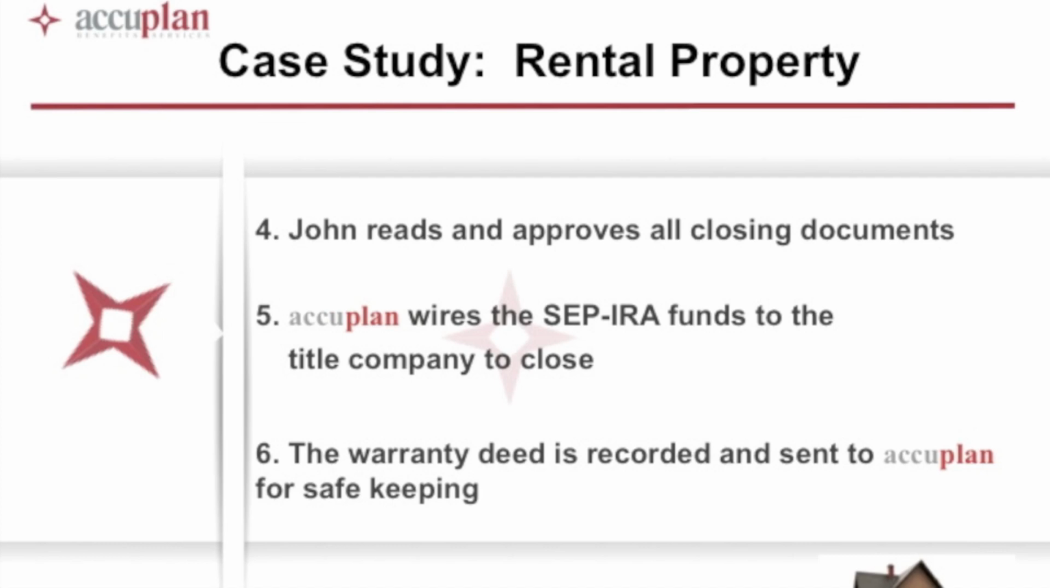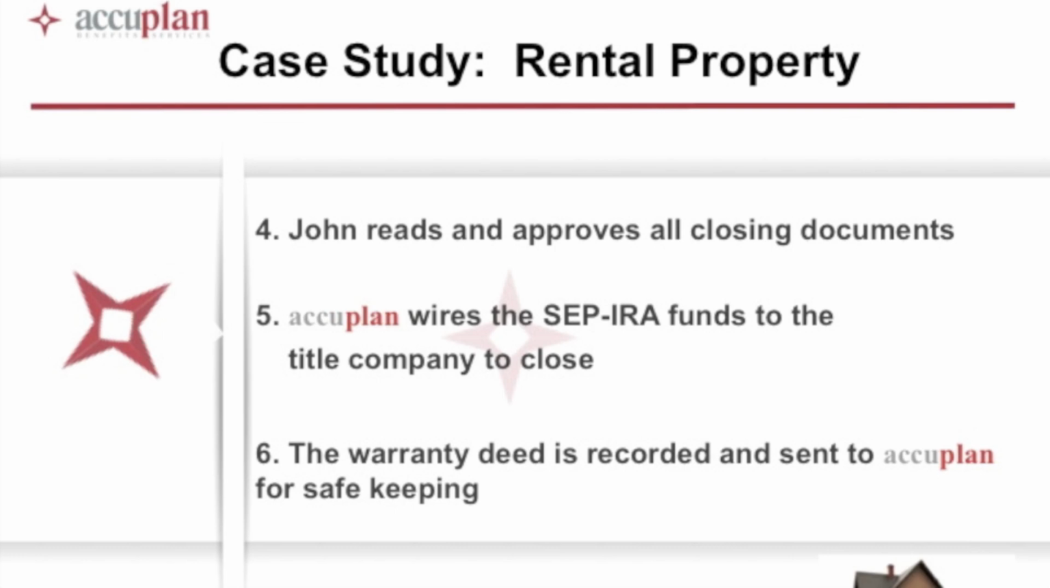John is going to read and approve all the closing documents. Once again, he's going to read and approve. He's not going to sign anything. Once again, the objective is to make sure that he acknowledges the terms that he's going to agree to relative to the acquisition of the property for his IRA.